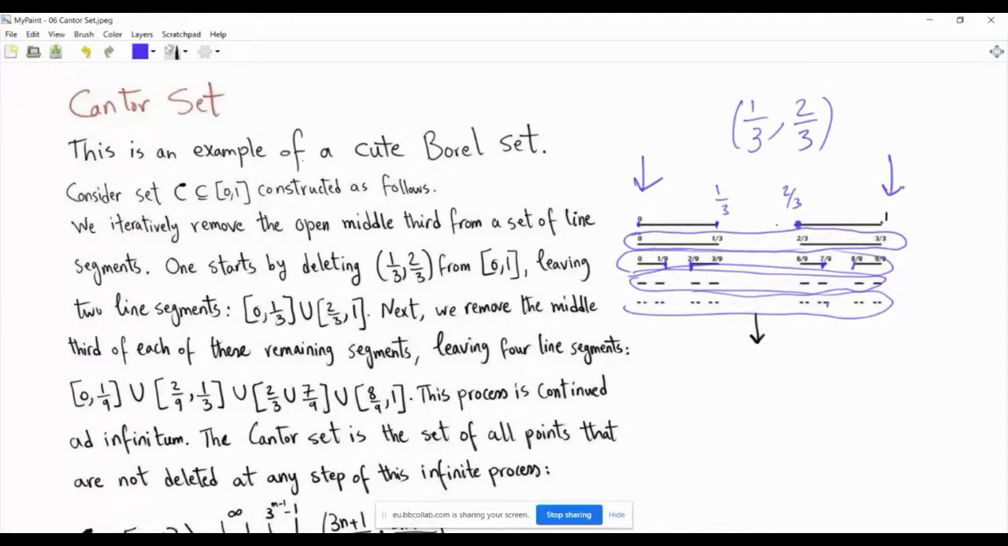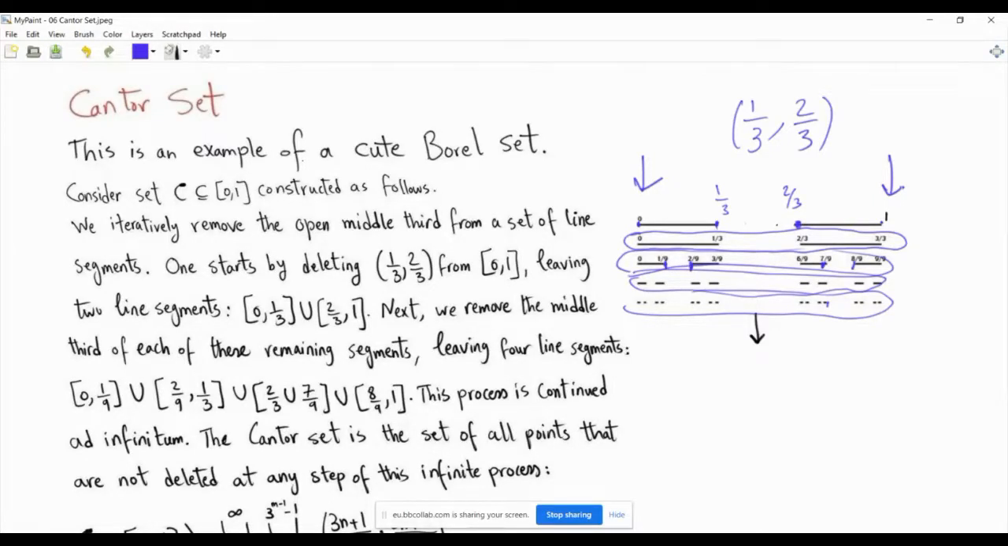Now the question is, is the Cantor set a Borel set? Again, we show that something is a Borel set if we can construct it by applying complement, finite or countably infinite unions or intersections to open intervals. If you can show that the set can be constructed as such, then what you have is indeed a Borel set. It's part of the Borel sigma algebra.